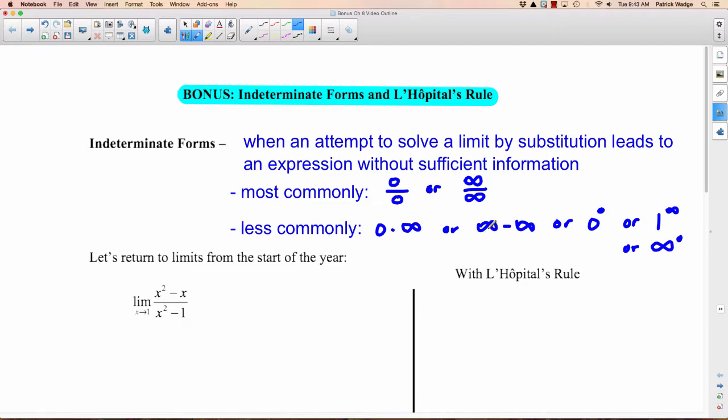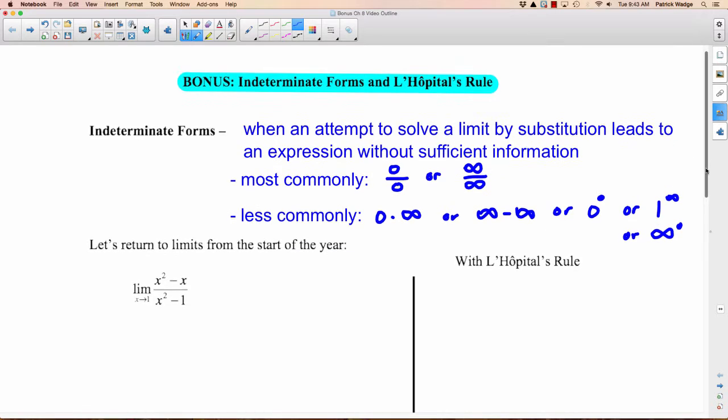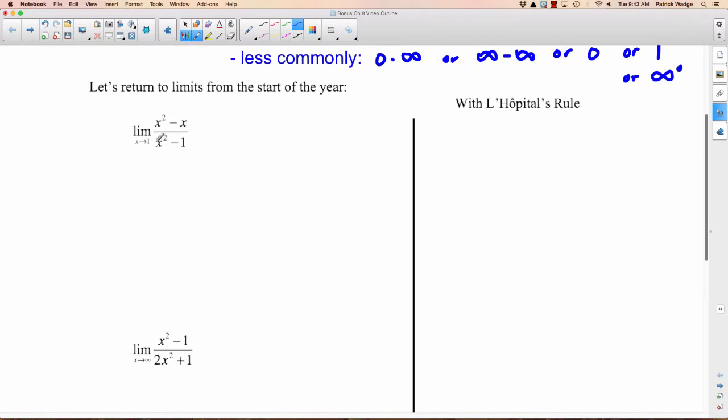But what you could do is try the other methods we used for evaluating limits, like factoring, multiplying by the conjugate, finding common denominators, all those sorts of things. Or you could use L'Hopital's rule. You could always use L'Hopital's rule if you have indeterminate forms. So first of all, let's try solving this limit without using L'Hopital's rule.